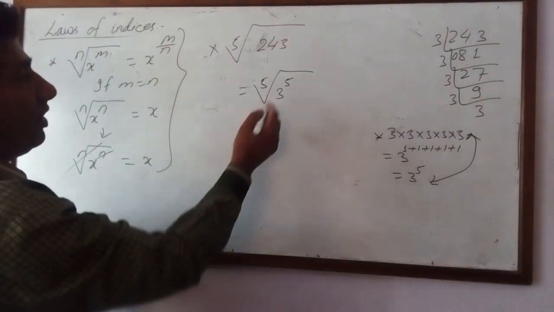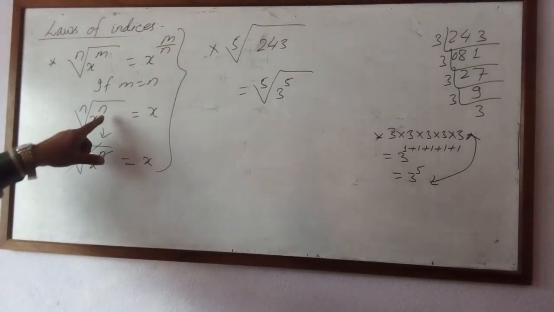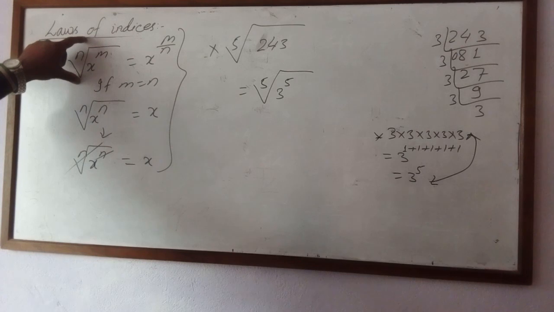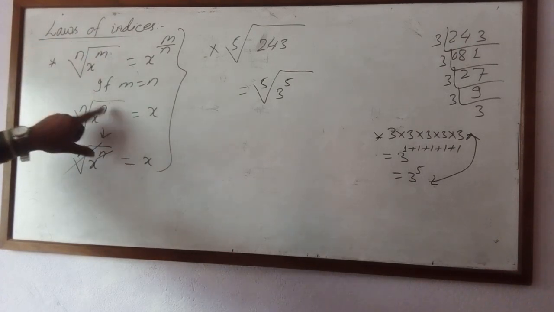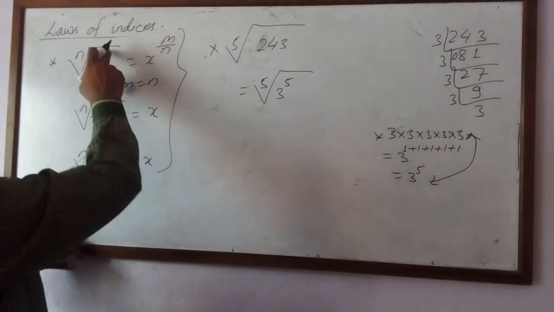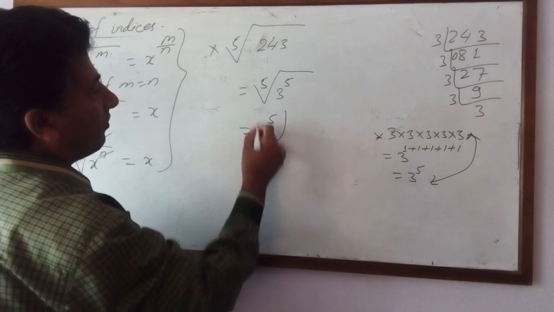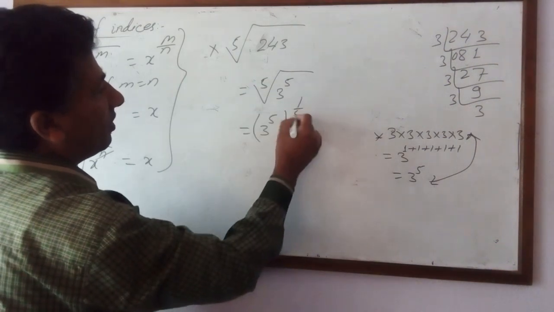Now I wrote this. Now again, how to remove this radical sign? Here also 5, here also 5. You can go like this also, no problem. But the shortcut way, when they are the same, the answer will be 3. How will it be 3? You have to remove it, and I am going to use the same method here. 3 power 5, and now it has power 1 by 5.